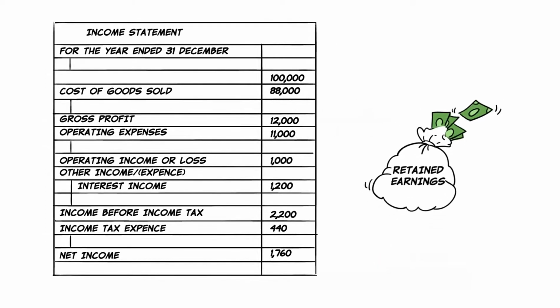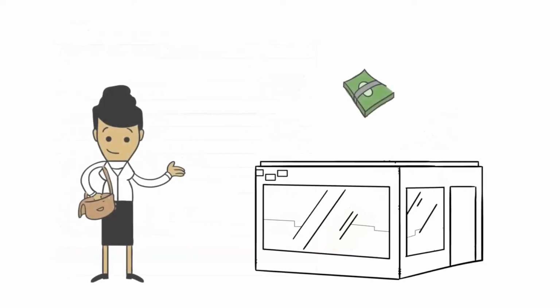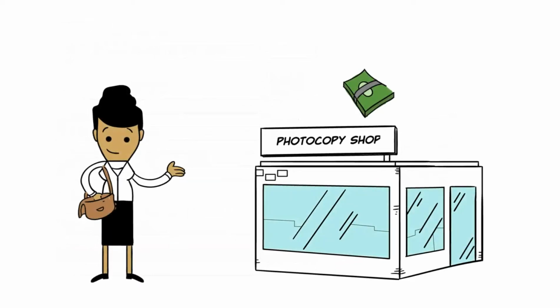Retained earnings includes the net income that has accumulated over the years, and it keeps adding up. Owner's equity is reduced when you make a withdrawal. It will also decrease if there's a net loss in any period.